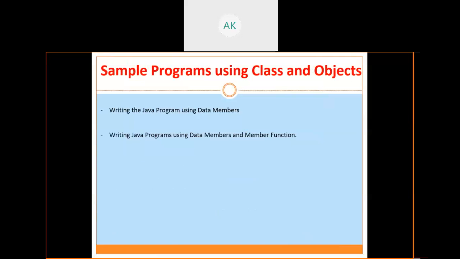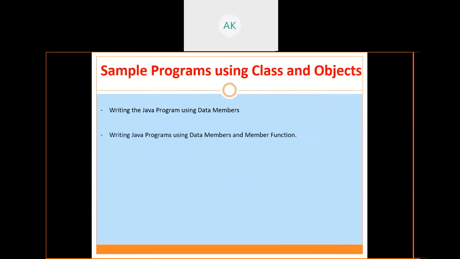So this is the agenda for today's class, that we are going to write two different programs. The very first is we are going to create a class which will only have data members, and we'll be calling those data members using the object, and we'll try to execute the program. And in the second program we are going to have the data members as well as the member function, which is part of the class, and we are going to execute the content of the class by means of the object which we are going to create inside the main function.